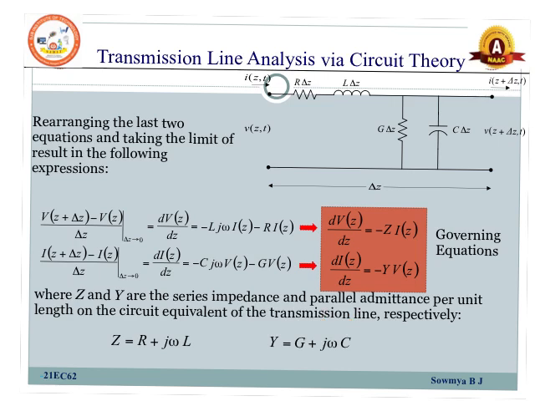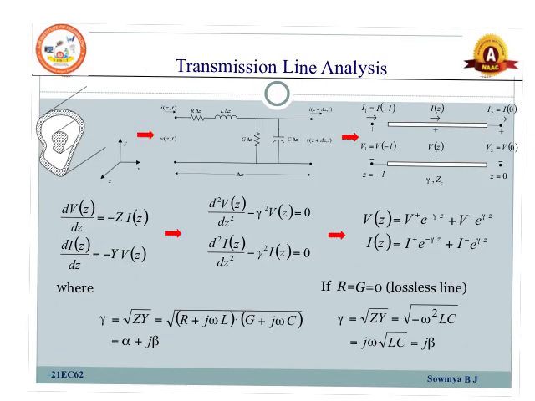And finally, Z can be represented as R plus j omega L, this is the series impedance, and Y can be represented as G plus j omega C. That is, the series impedance Z is the combination of R and L, and the parallel admittance Y is the combination of G and C. So finally, we got to know that d by dz of V of z is equal to minus Z into I of z.